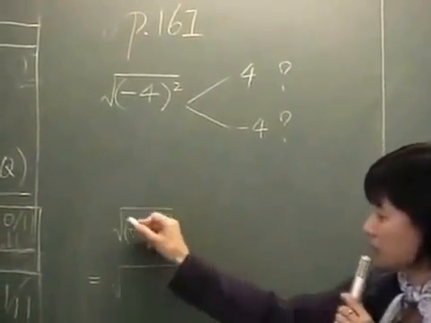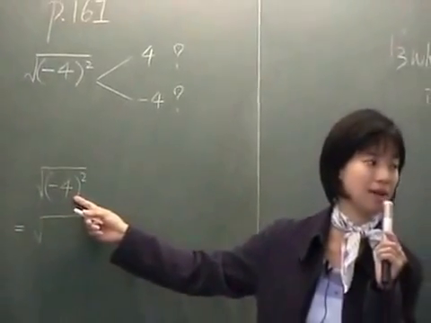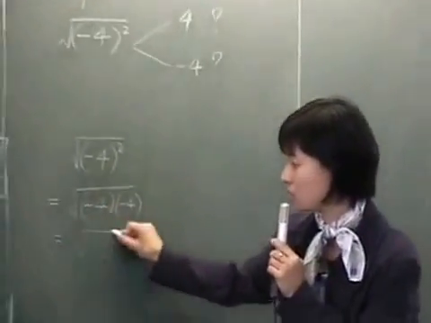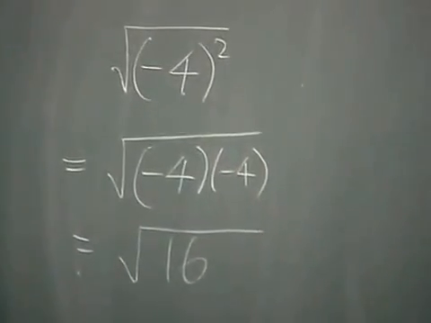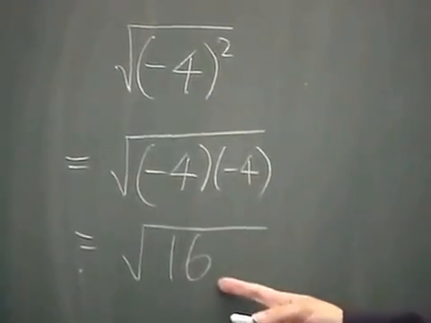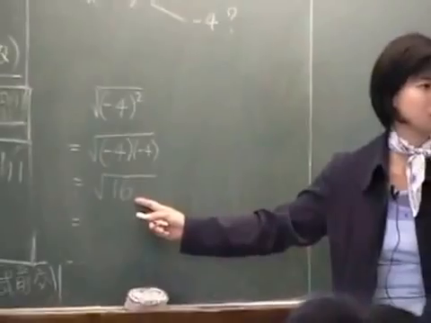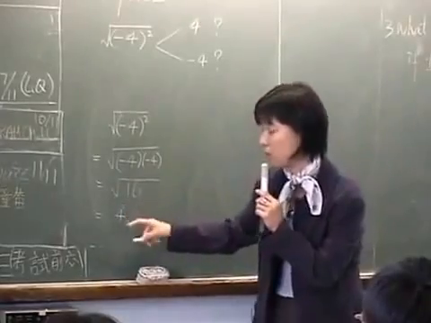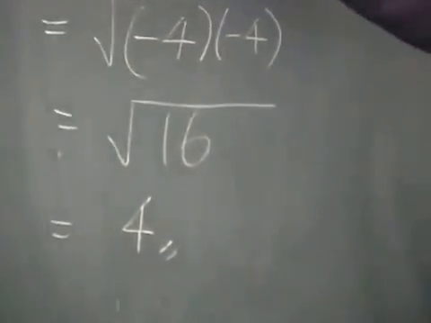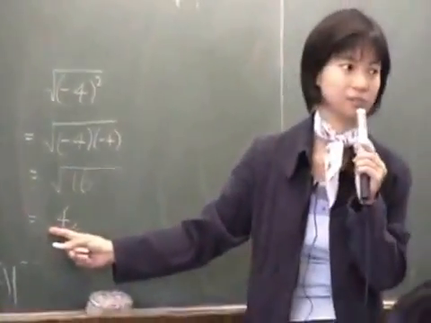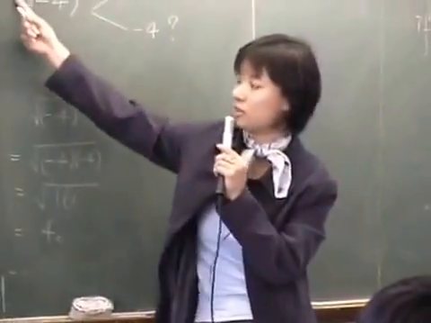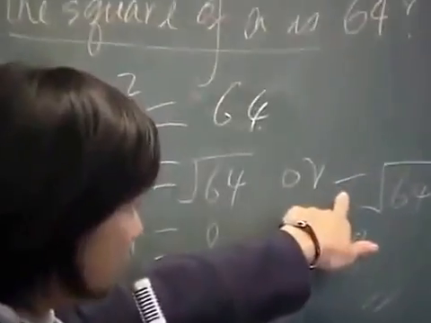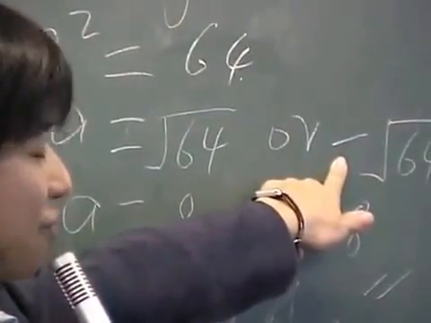So, take the square root of the square of negative 4. You can calculate the number inside first. The square of negative 4 is equal to negative 4 times negative 4, so it is equal to positive 16. So in this case, the answer is 4, not negative 4. Why? Because there is no negative sign in the front, so the answer must be positive. You find a negative answer only if there is a negative sign before the square root.